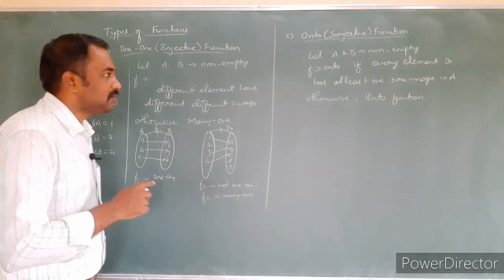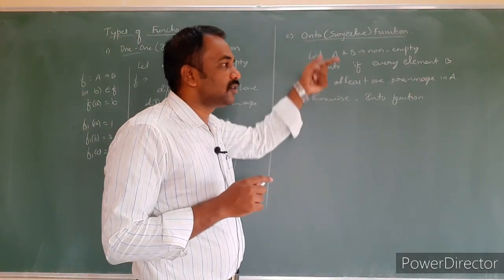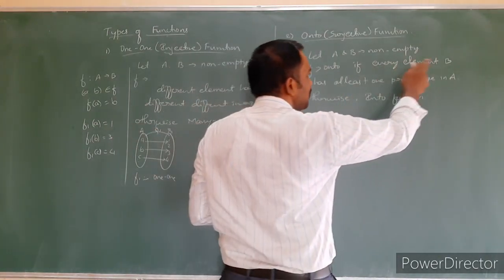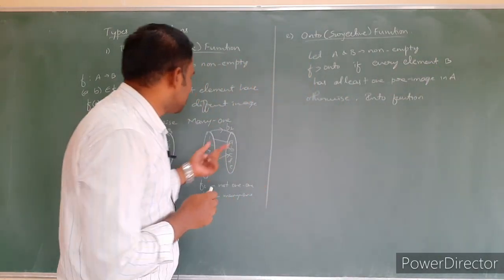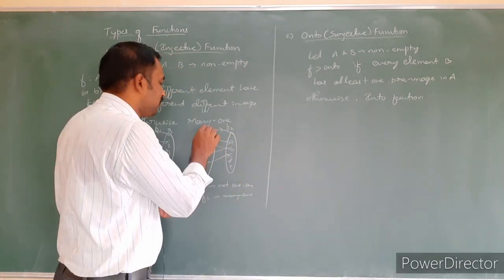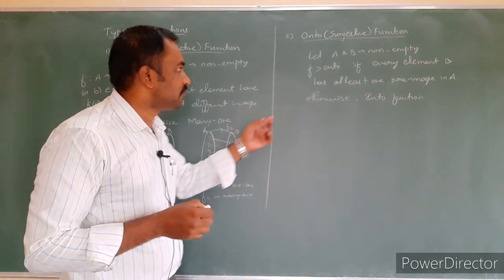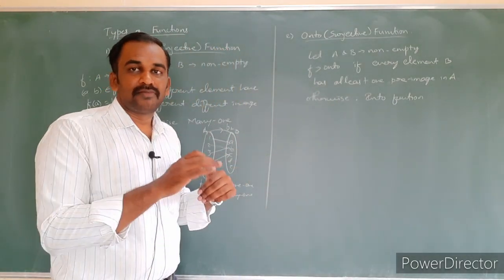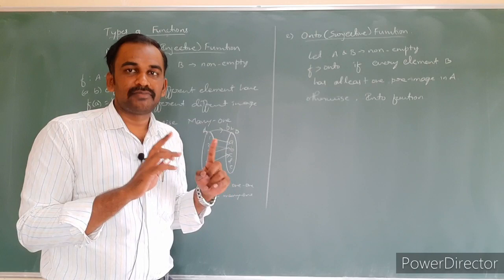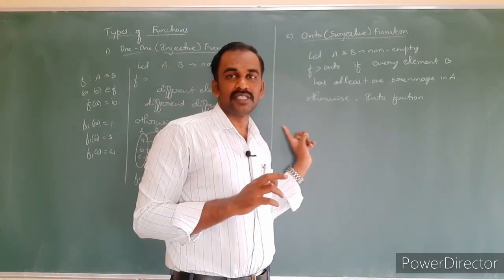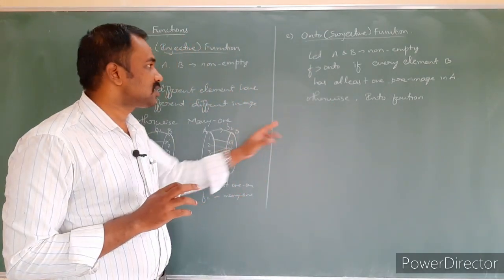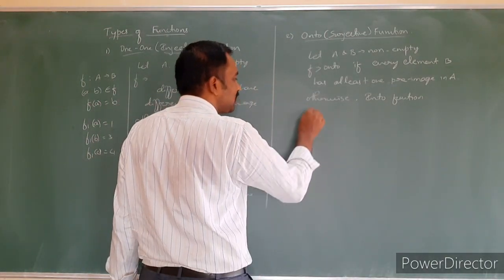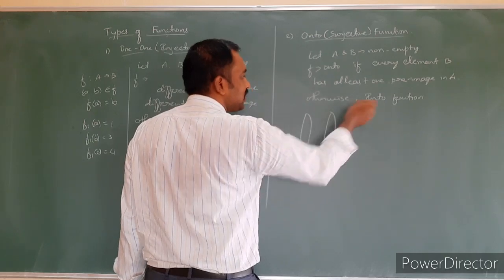Images and the pre-images. Now, to discuss the onto function, we take the pre-images. What is the pre-image condition? If every element of the set B, the second set, has at least one pre-image, minimum one pre-image in the first set A, in such case we can say that it is an onto function. Otherwise, it is said to be an into function.